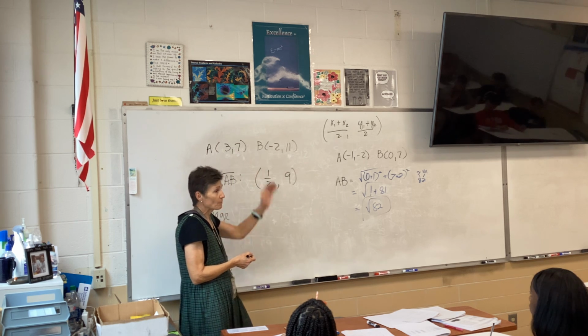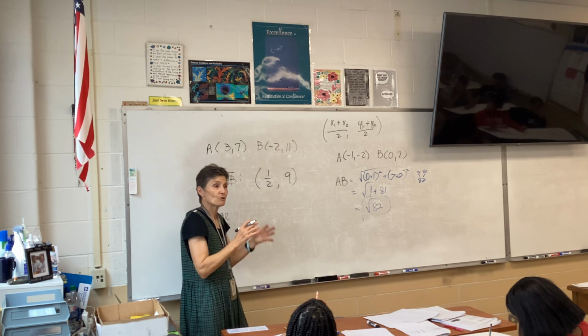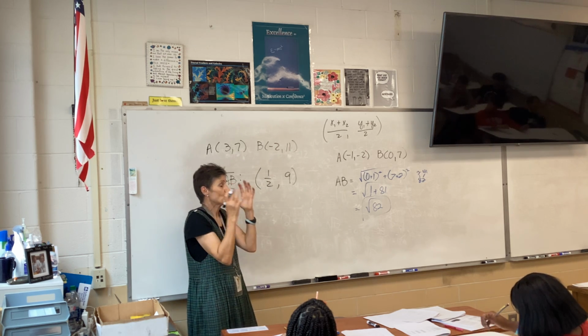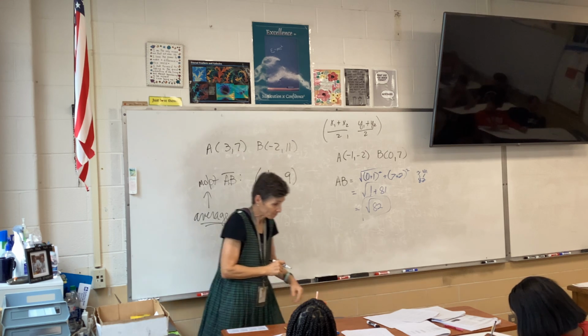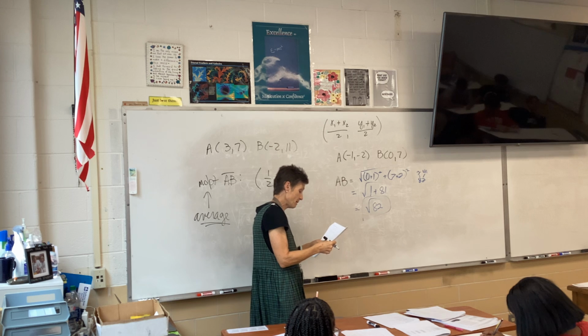In a few chapters, we're going to be graphing our trigonometric functions, sines and cosines, and you're going to have to find midpoints. It's easy. Average, average, average. All right, so try 5B on your own.